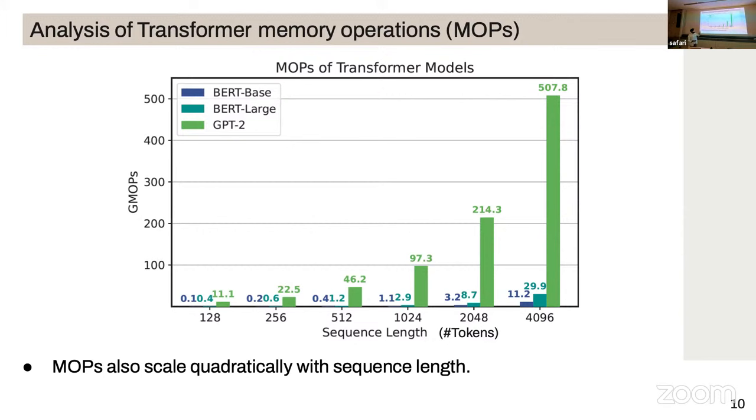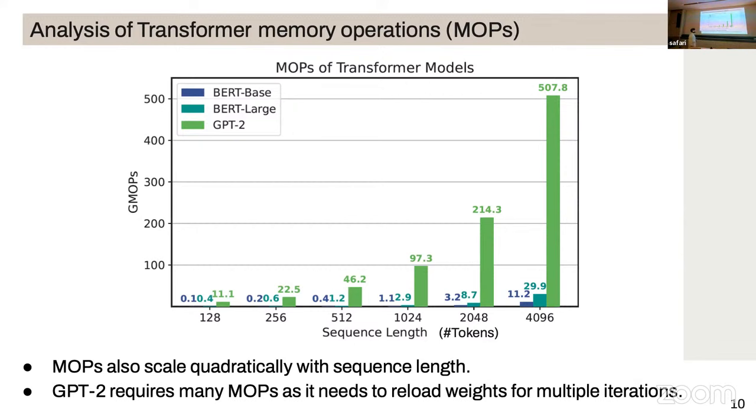But you'll quickly see that there's one other interesting thing here. And that is that GPT-2 uses way more memory operations than a corresponding BERT architecture. It's because it needs to reload weights for multiple iterations because it has this autoregressive style. So it requires many, many more MOPs.